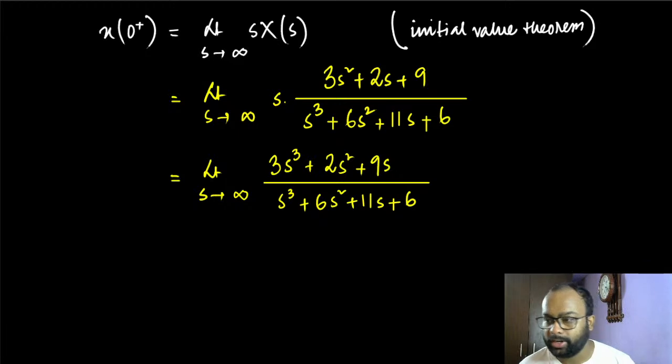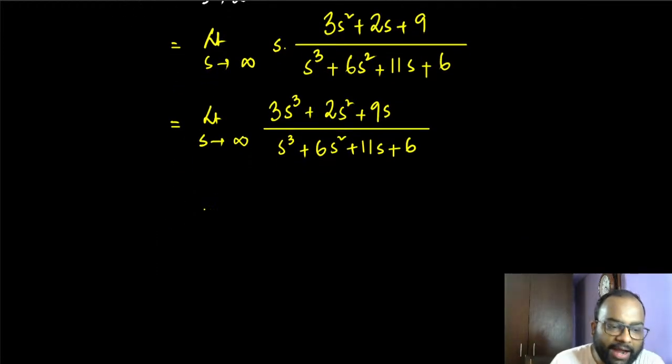Yes, one of you has already gotten the correct answer. Now, how do you calculate limits to infinity? That's a very easy thing. You divide with the highest power of that thing. So we are calculating the limit with respect to s here. When s is tending to infinity, you just divide the numerator and the denominator with the highest power of s.